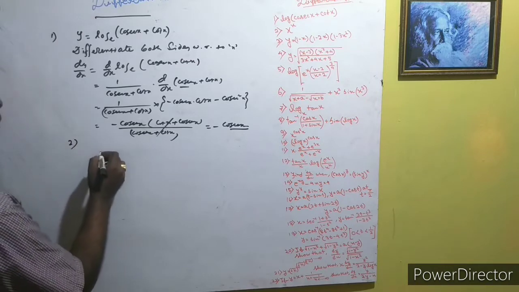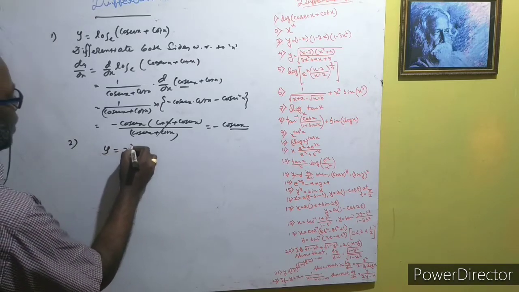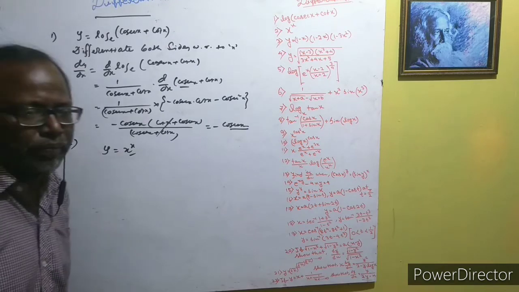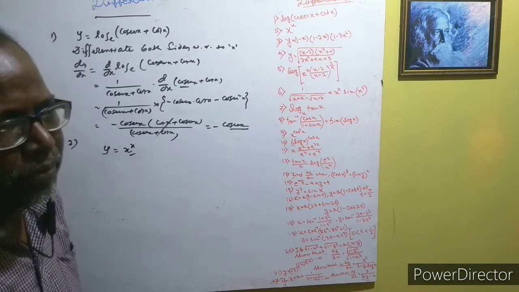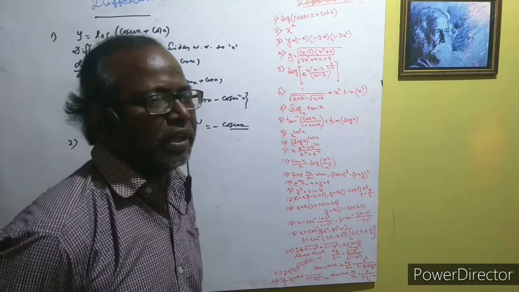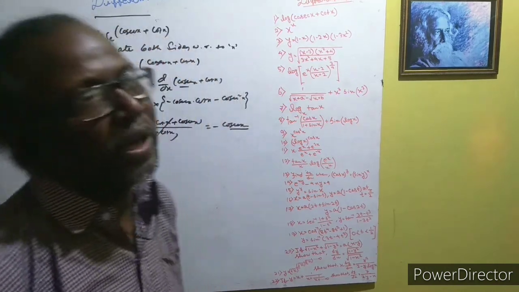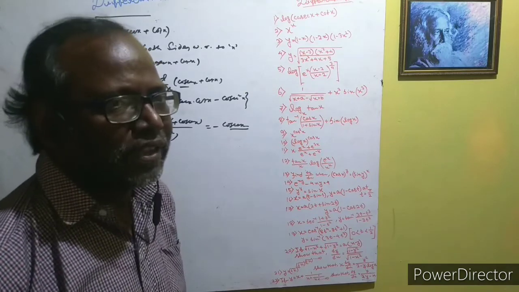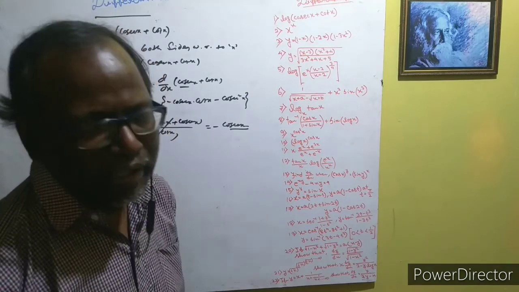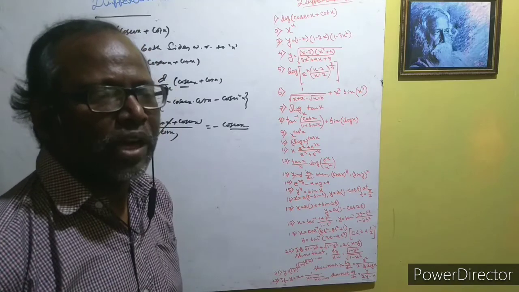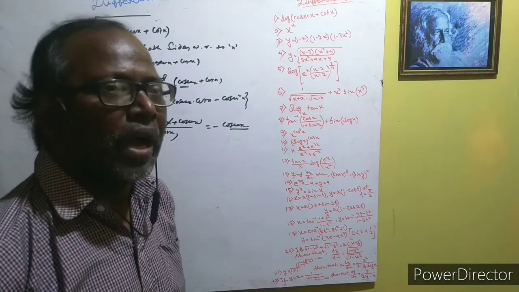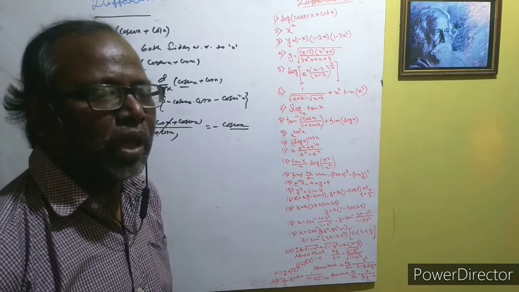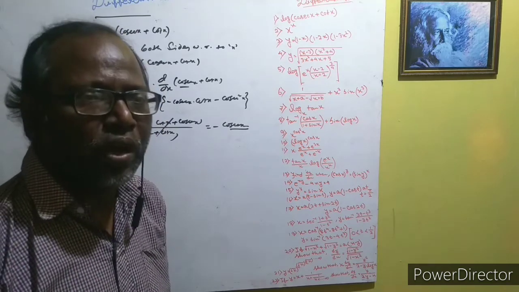And number 2. Students, here x is a variable. Consider functions like x to the power n, x to the power 100, where 100 is a constant, or a to the power x, where a is a constant. The derivative of x to the power 100 is 100 times x to the power 100 minus 1. And the derivative of 100 to the power x is 100 to the power x into log 100.